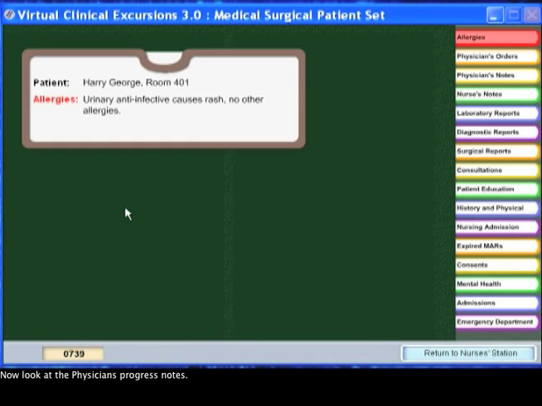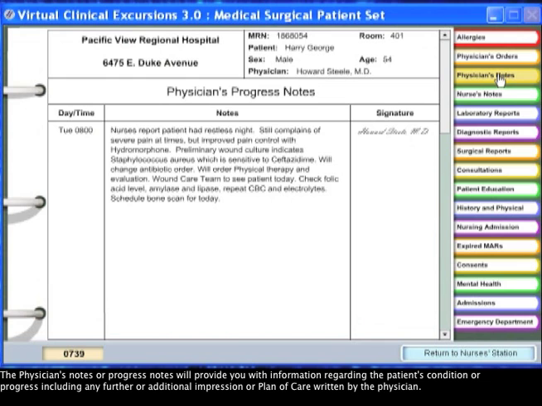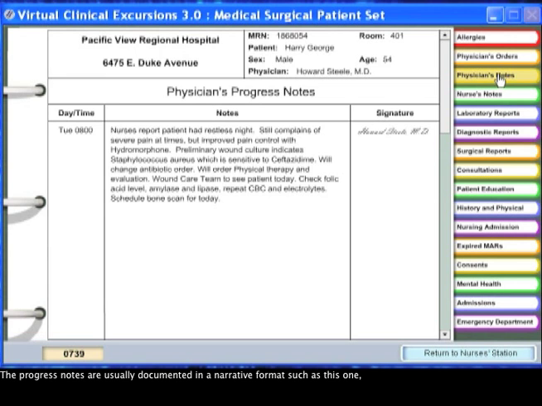Now look at the physician's progress notes. The physician's notes or progress notes will provide you with information regarding the patient's condition or progress, including any further or additional impression or plan of care written by the physician. The progress notes are usually documented in a narrative format, such as this one, or in a SOAP format that includes the subjective and objective data, as well as the assessment or impression and plan for the patient.